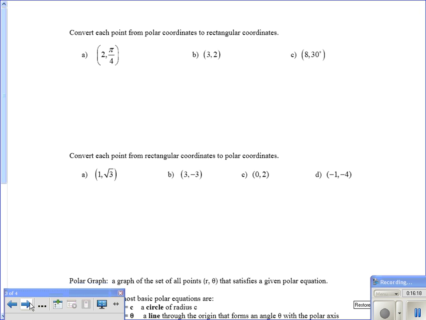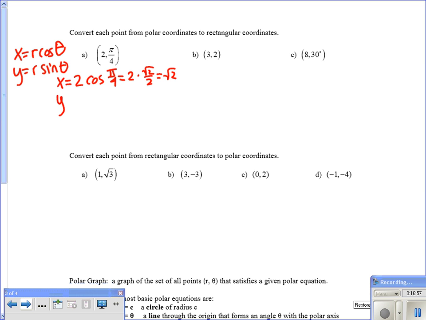Now we're going to convert each point from polar coordinates to rectangular coordinates. So if you don't see a degree symbol, you're using radians. Now looking at these points, I have (2, pi over 4). Again, remember your x is equal to r times the cosine of theta. Y is equal to r times the sine of theta. So for this first one, x is equal to 2 times the cosine of pi over 4. Since pi over 4 is on my unit circle, I can use that because I know it's root 2 over 2. So 2 times root 2 over 2 is equal to root 2.